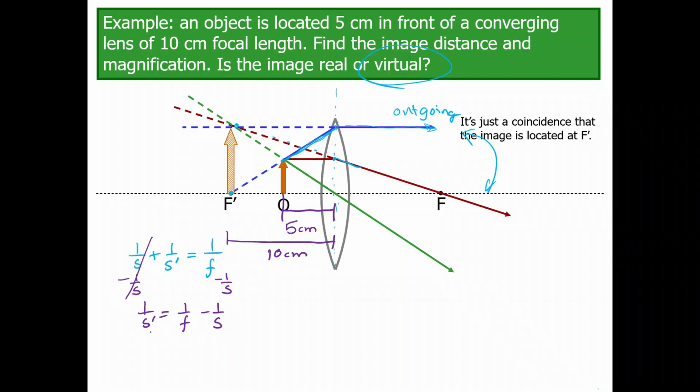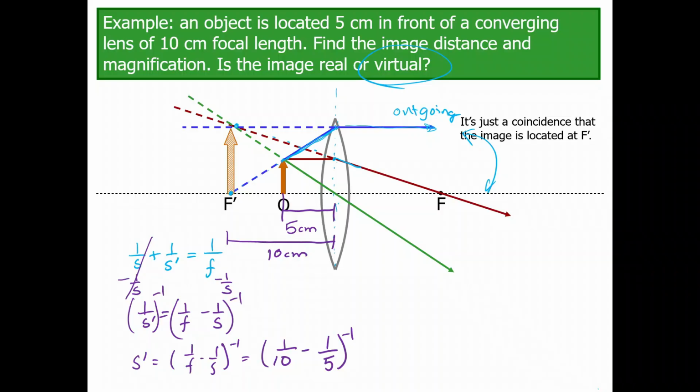And then to actually find s prime, I'm going to have to undo that inverted. So I'm going to have to raise the power of -1 on both sides. You could go to the effort of getting a common denominator, but I usually just plug in. So my s prime is going to be 1 over f minus 1 over s, to the -1. So that's going to be, my focal length is 1 over 10 minus 1 over my object distance, which is 1 over 5, to the -1.